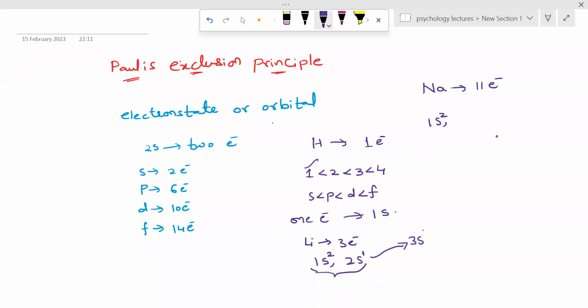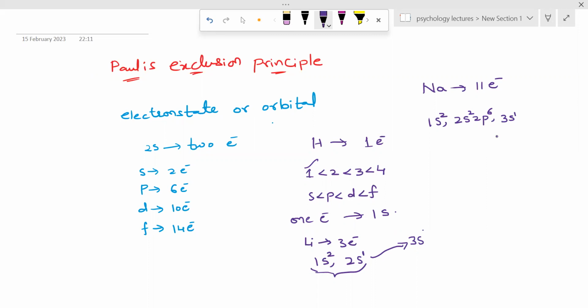Now in the second shell we have two subshells, that is 2s and 2p. The s subshell has only one orbital, so it can accommodate 2 electrons, whereas the p subshell has 3 orbitals, so 6 electrons. And now 10 electrons are done, and in the third shell there will be 1 electron. So this is how we represent how electrons are accommodated in different electron states.